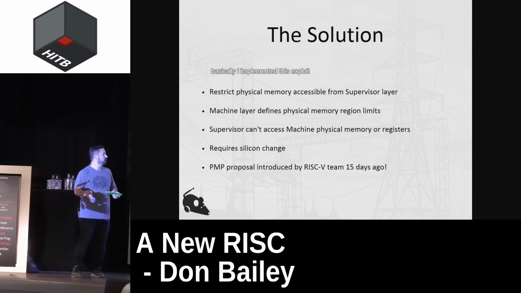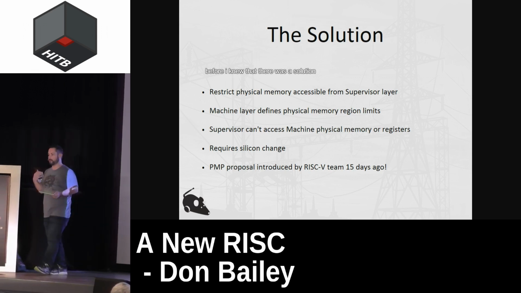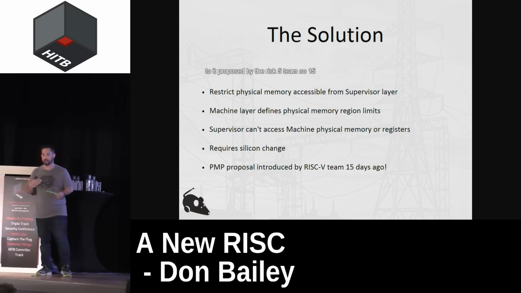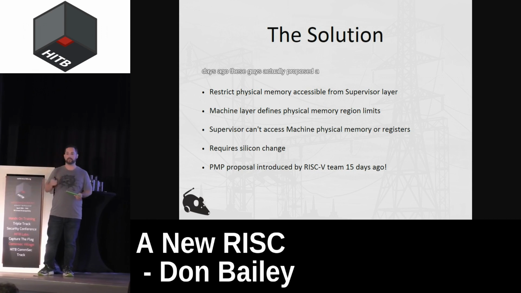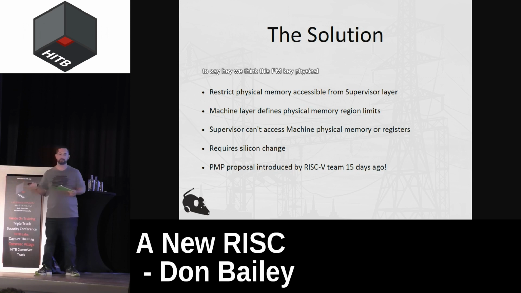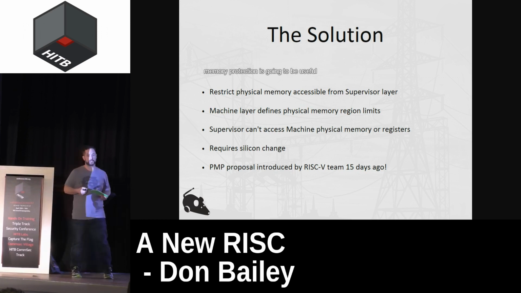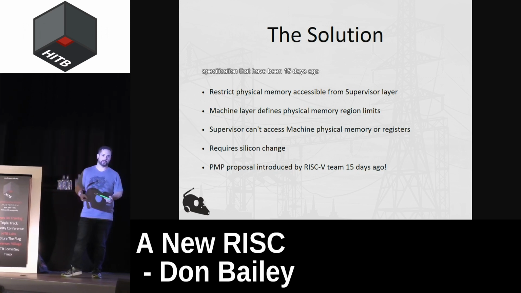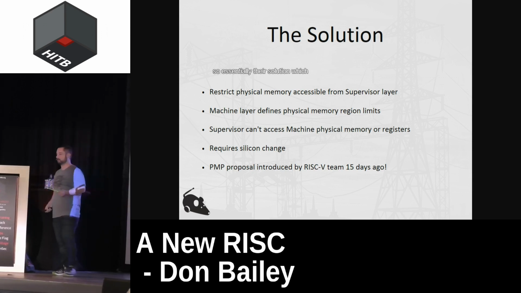So basically, I implemented this exploit before I knew that there was a solution to it proposed by the RISC-V team. So 15 days ago, these guys actually proposed a physical memory protection scheme. It's not implemented yet. It's only a proposal in the new version of the specification. So if you look on GitHub, you can actually see there's a new push order to say, hey, we think this PMP, physical memory protection, is going to be useful. Let's start talking about the specification. That happened 15 days ago.